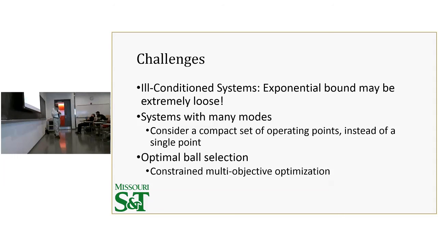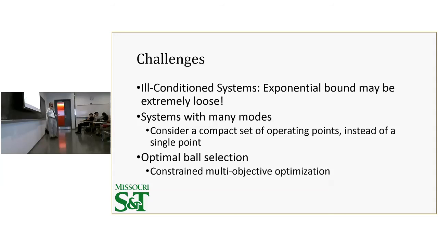If we have a system that has many possible operating modes, we get this explosion in discrete states that becomes just unmanageable. So what we're looking at there is, instead of a point, looking at a compact set of possible points. And then the last thing is the optimal ball selection. So it's a constrained multi-objective optimization. You need to pick both the small balls and the big balls, and you want to make sure that all the small balls are inside all the big balls. But how big and how small?